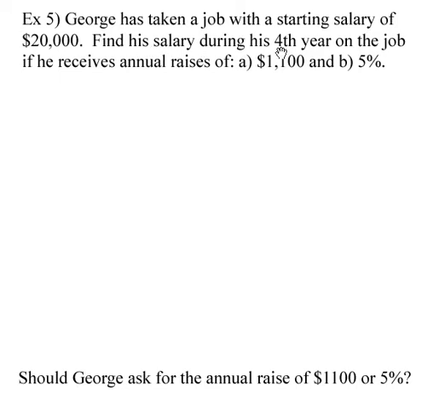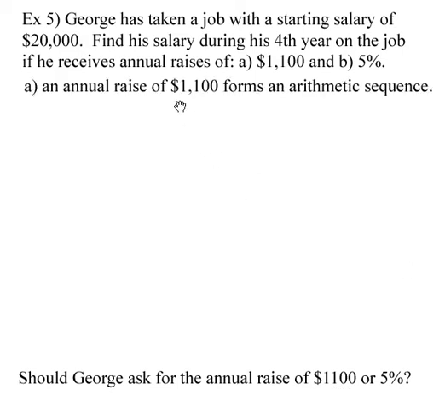Now, we're not looking for the sum of how much money he's made the first 4 years. I just want to know how much he's making in his fourth year. And George has a choice: he can choose between an annual raise of $1,100 or a 5% raise. So let's have George do the calculations to figure out which would be better. Should he take the $1,100 or the 5%?